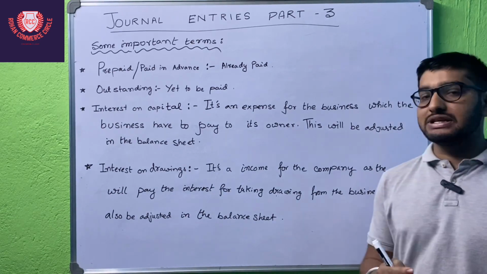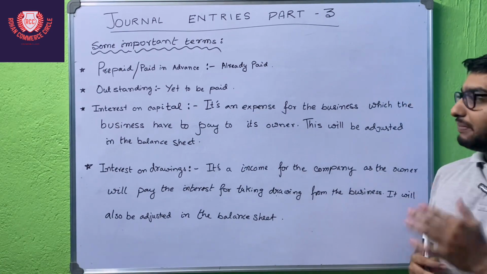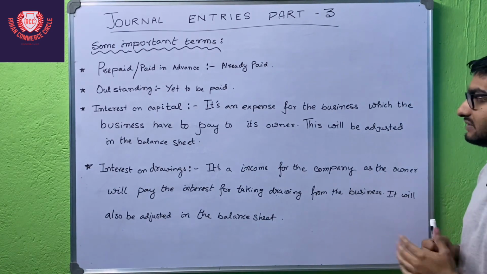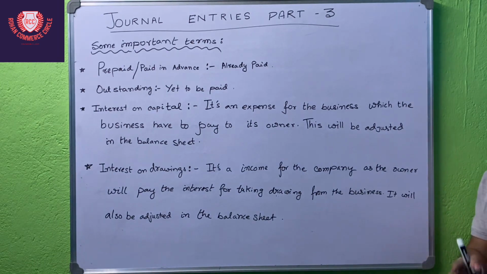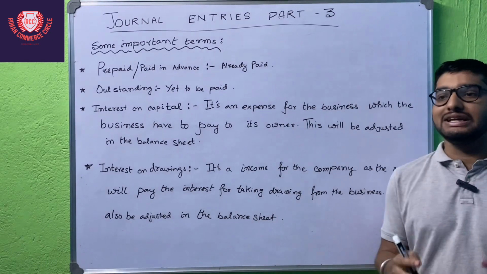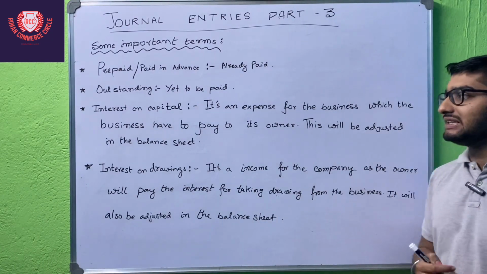Next is interest on capital. What is interest on capital, students? It's an expense for the business which the business has to pay to its owners, right? So the interest on capital is obviously an expense. Why is it an expense?